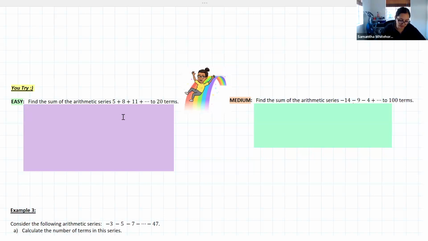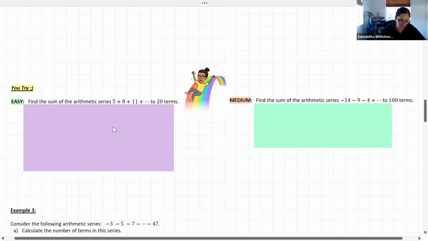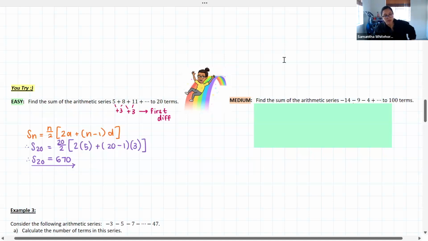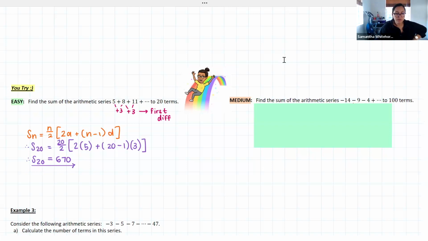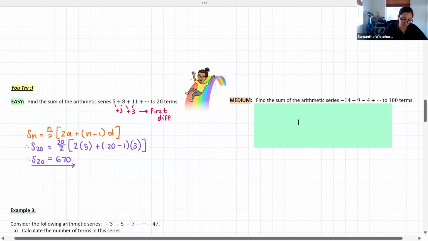Right, lovely, guys. Let's have a look. Okay, so if you did question 1, here you go. The sum of the first 20 terms here was 670. Your first difference or your constant difference is 3. And so you just sub it in your formula and off you go.